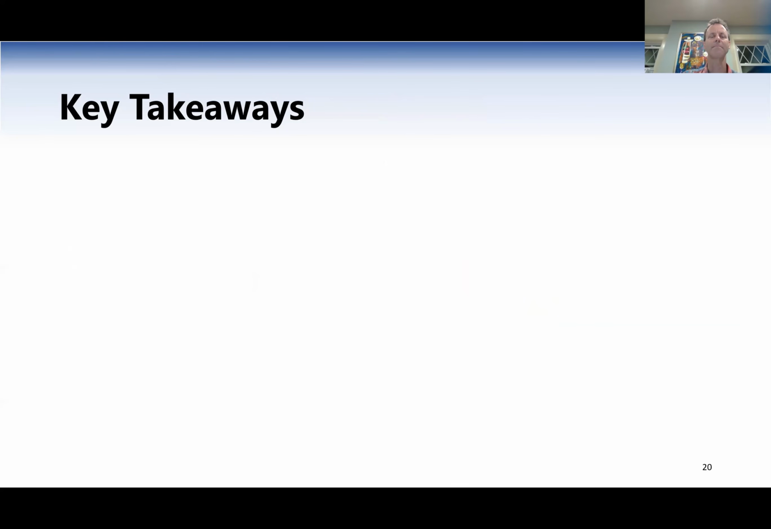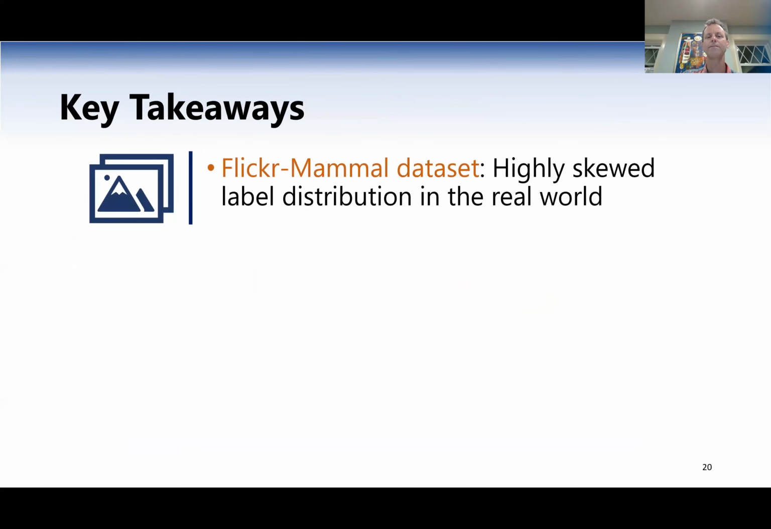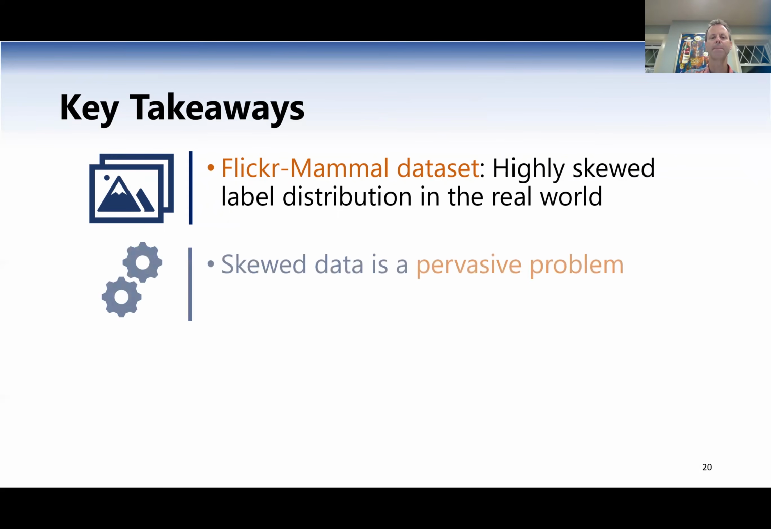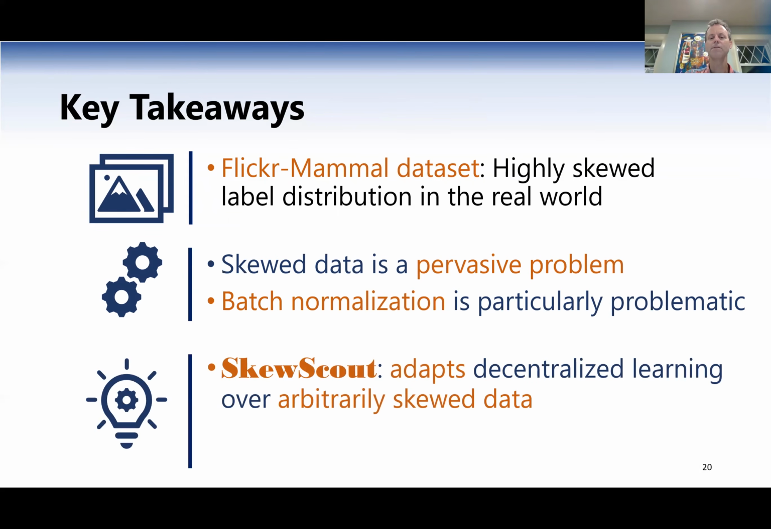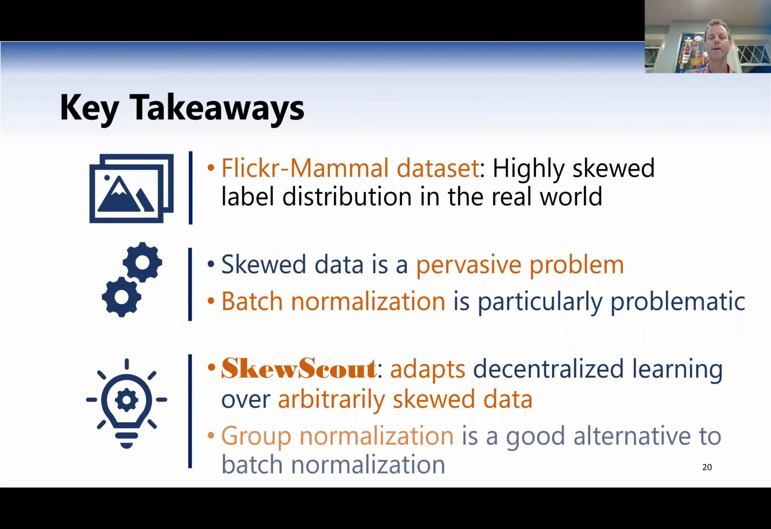So, key takeaways from this talk. First, we have curated this Flickr-Mammal dataset, which shows that indeed in the real world, there's a highly skewed label distribution, and it's available for people to study. We've shown that on both the real-world data set and known data sets that we synthetically skewed, skewed data is a pervasive problem, and that batch normalization is particularly problematic. Finally, we developed SkewScout, which adapts the decentralized learning to the amount of skew and can tailor the amount of communication savings to the actual amount of skew that you're observing. And that group normalization is a good alternative to batch normalization.